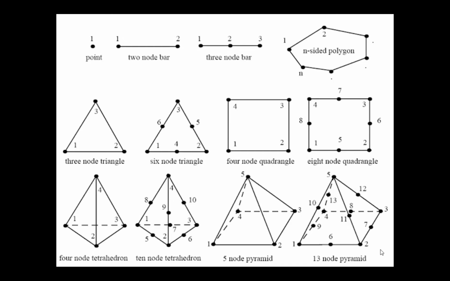Coming to the tetrahedron, the 4 node tetrahedron, the 10 node tetrahedron, then the 5 node pyramid, the 13 node pyramid. These are all 3-dimensional elements that will be considered. During our hands-on training, we will be dealing with both 2-dimensional as well as 3-dimensional elements in the afternoon session. In that, we will clearly see how these two are differentiated.